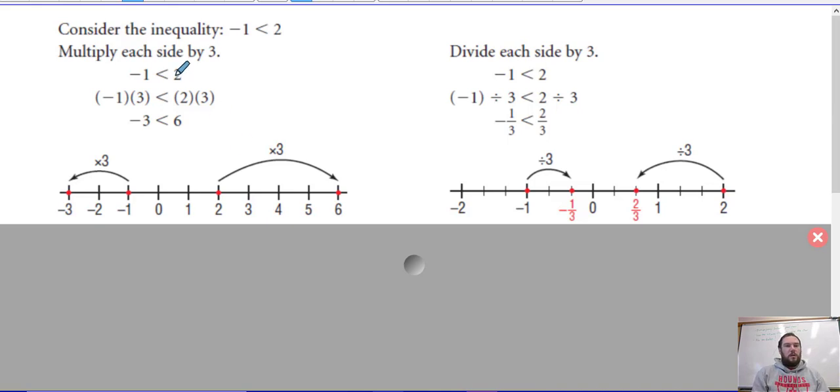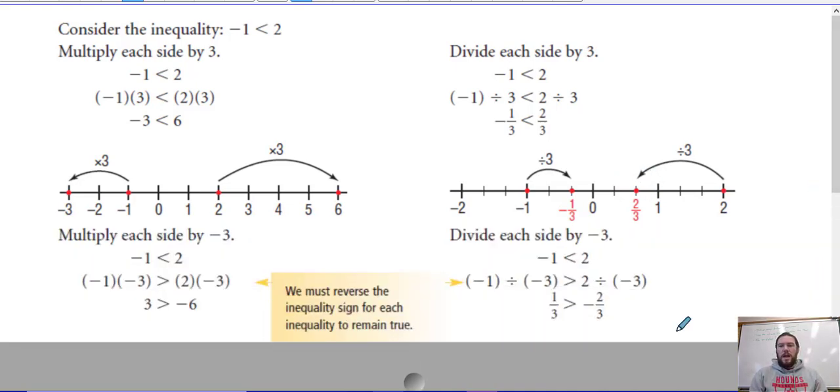So obviously my inequality symbol is not going to change, right? And the same thing if I wanted to divide them by 3. So negative 1 divided by 3 is negative 1/3, and 2 divided by 3 is 2/3. Again, it does bring them closer together, but they're still on the same side of 0 that they were previously, right? My negative 1/3 is still to the left of 0, and my positive 2/3 is still to the right of 0.